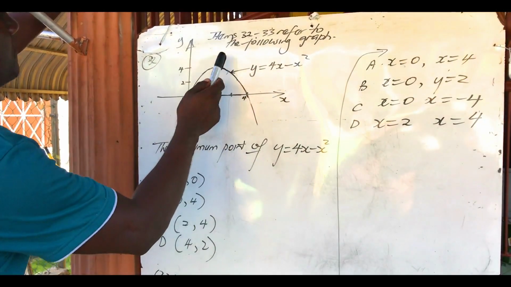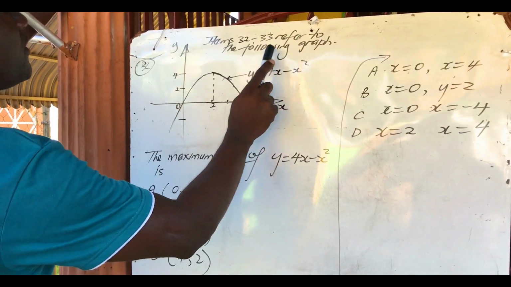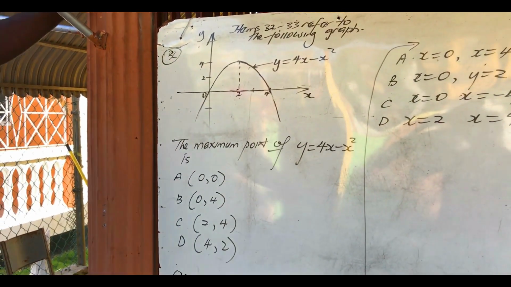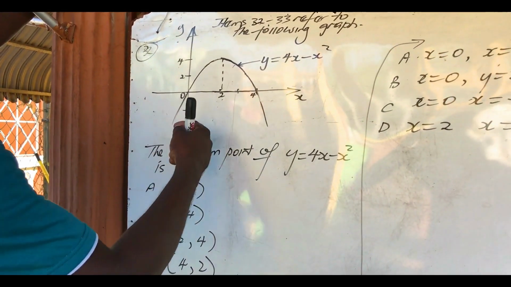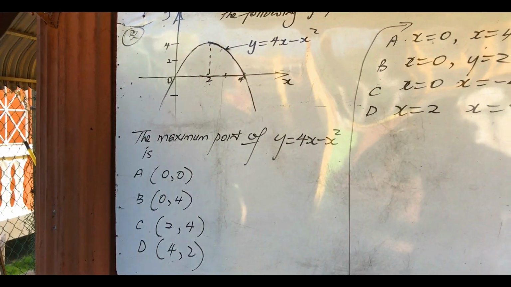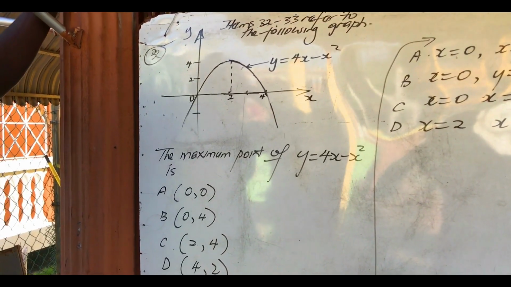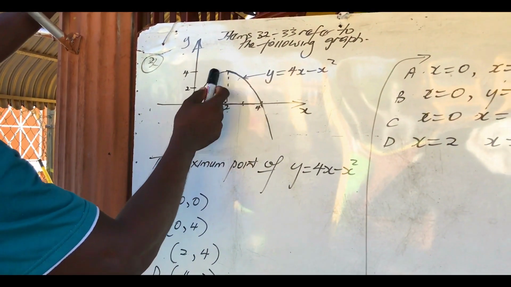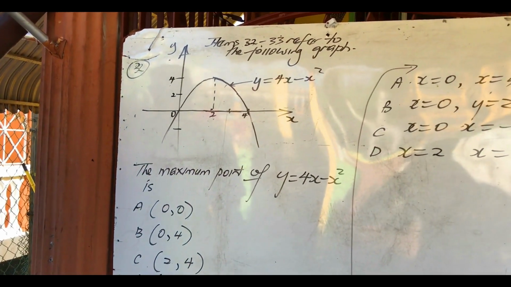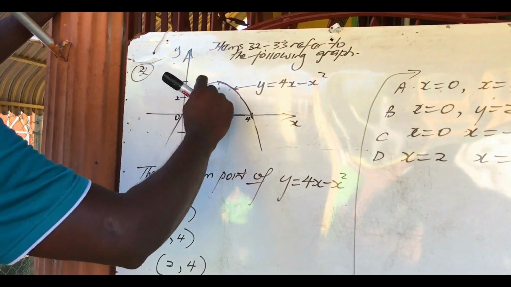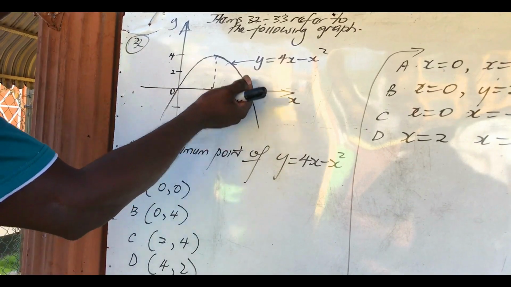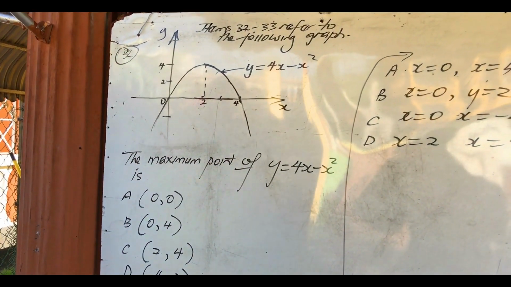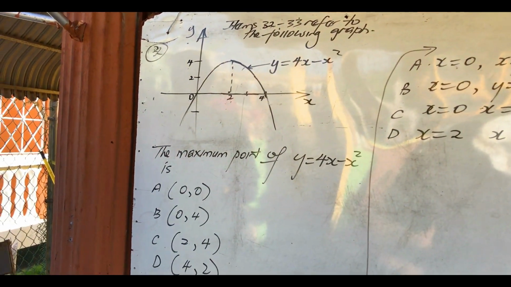Now let us look at this. Items 32 to 33 refer to the following graph. As you look at this graph, you realize that it is what you call a quadratic graph. Now a quadratic graph is in the shape of a parabola. It is a smooth curve. So when you draw the curve or plot the points, all the points along the curve will be along a smooth curve right here.